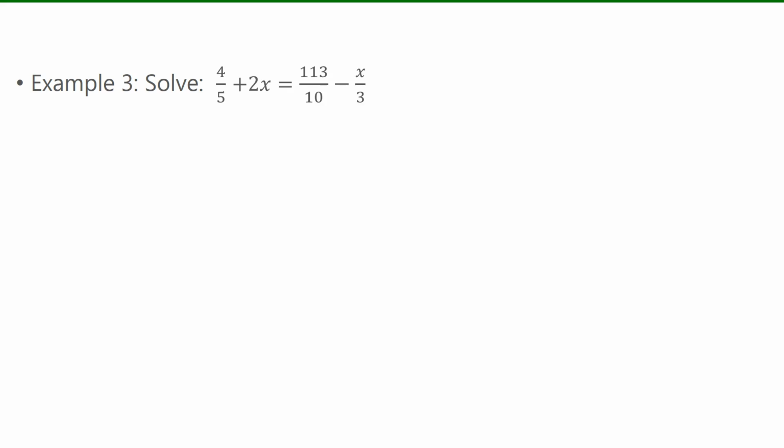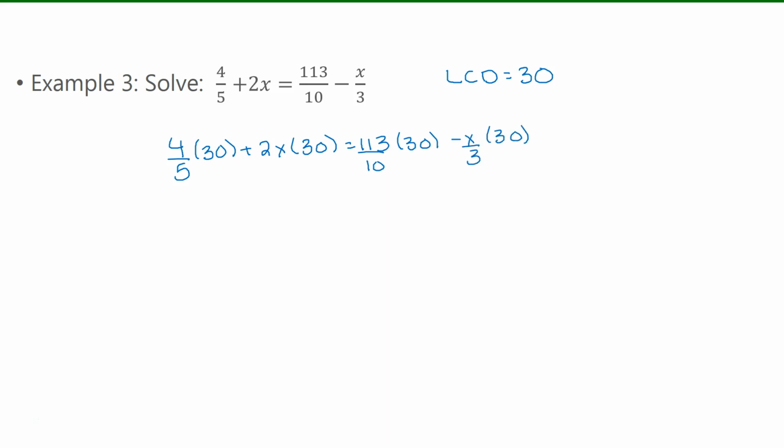And the last one, here we have 5, 10, and 3 in the denominator. The LCD here is going to be 30. And again, another way to figure that out is to list the multiples of each number until you find 30 in common. So now multiplying everything by 30. All of our denominators should cancel now.